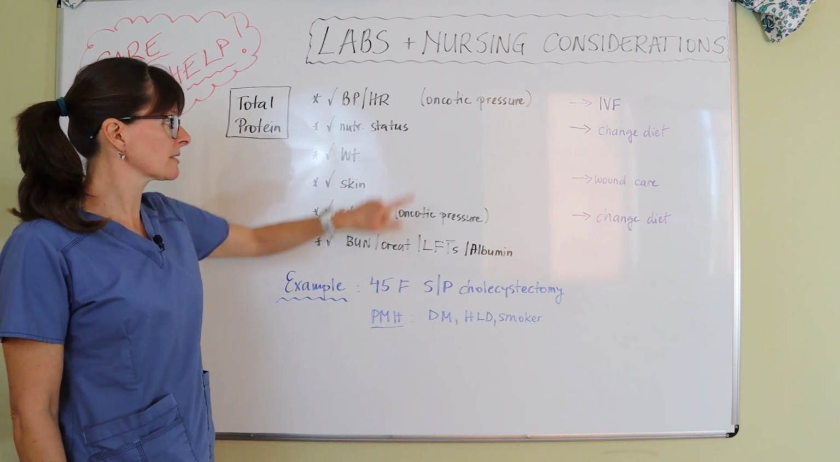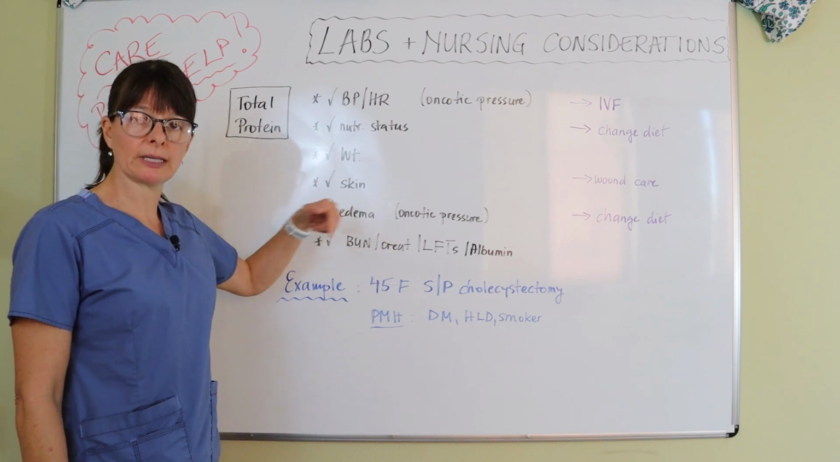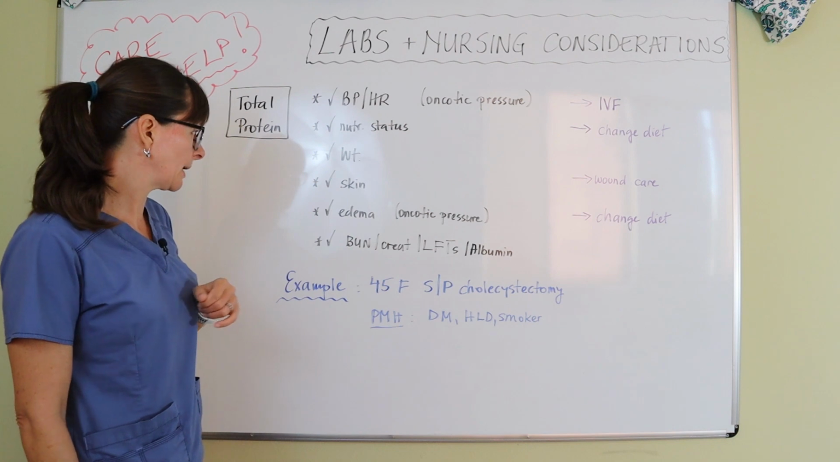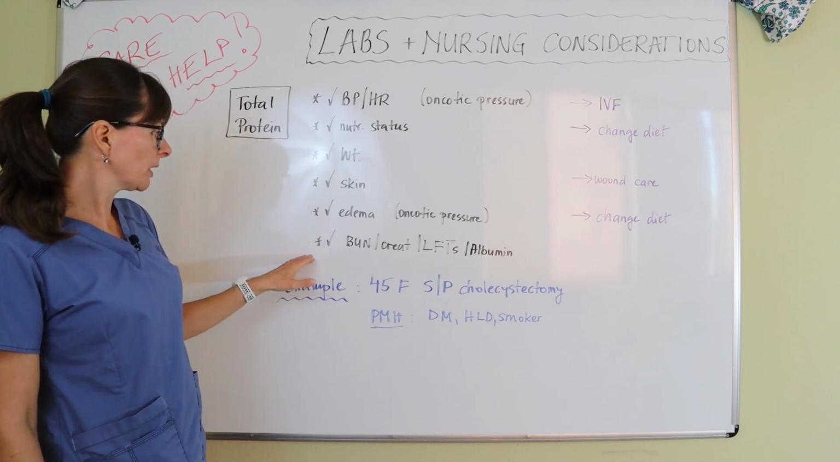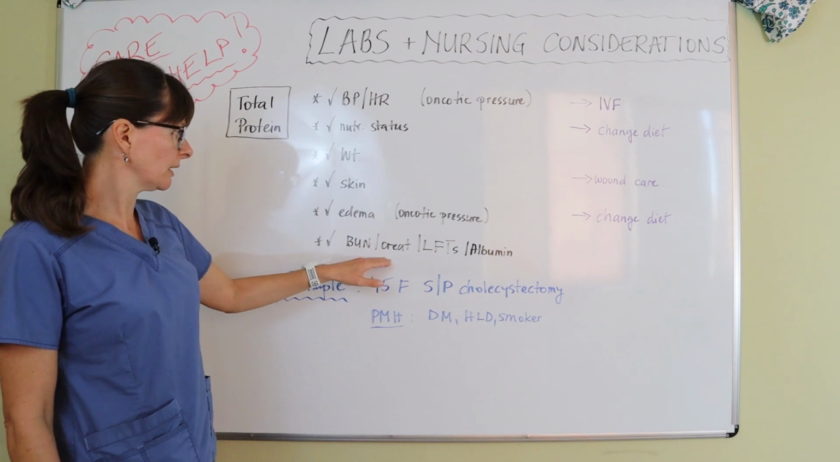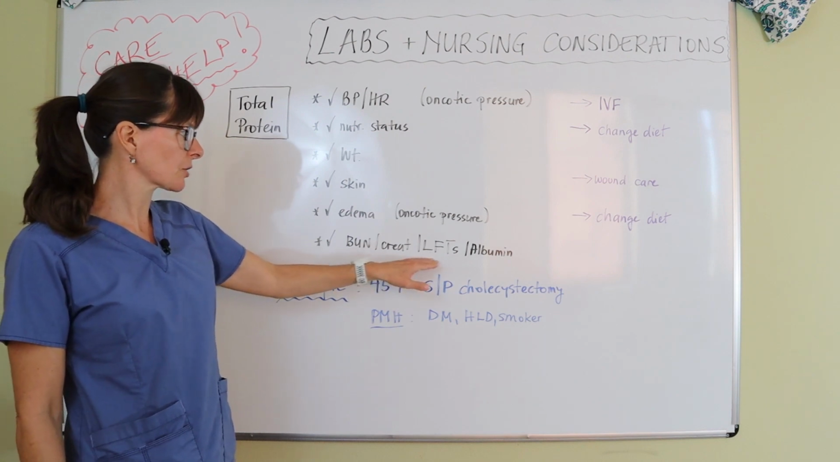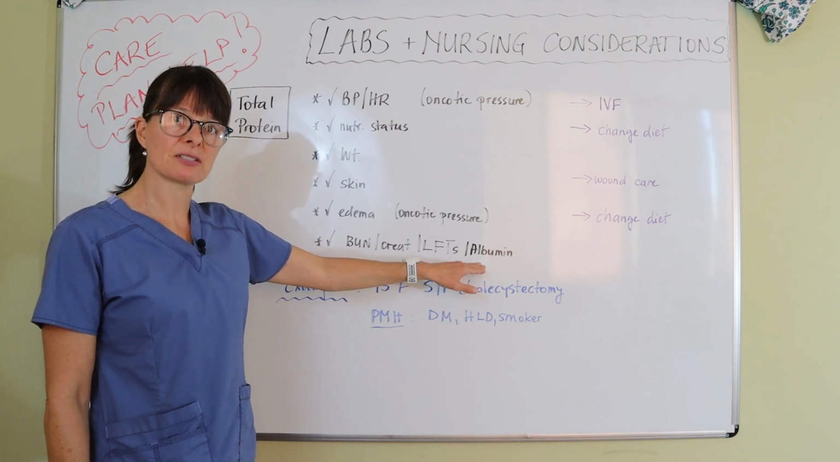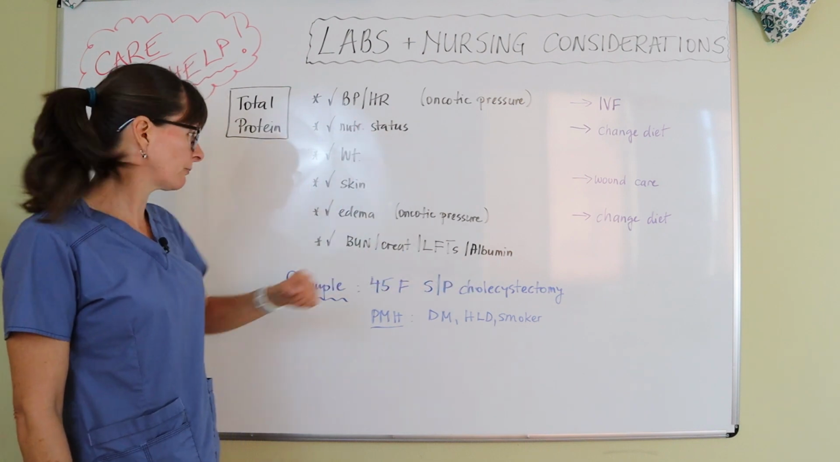And if you have questions, I'll put the link of a video below that'll help you go over that oncotic pressure again. And then other labs we want to check are BUN and creatinine, so anything that has to do with kidney function, as well as liver function, and then albumin, which is a specialized protein. And I have a separate video about just albumin.